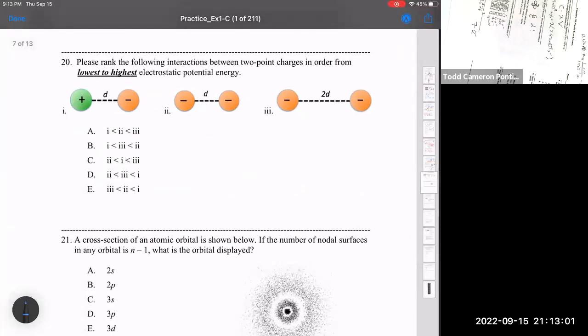Please rank the following electrostatic interactions between 2-point charges in order from lowest to highest electrostatic potential energy. With electrostatic potential energy, opposites attract each other, like charges repel each other. A rule that works well in chemistry in general is chemicals like to be chill. Lower energy is more stable than higher energy.